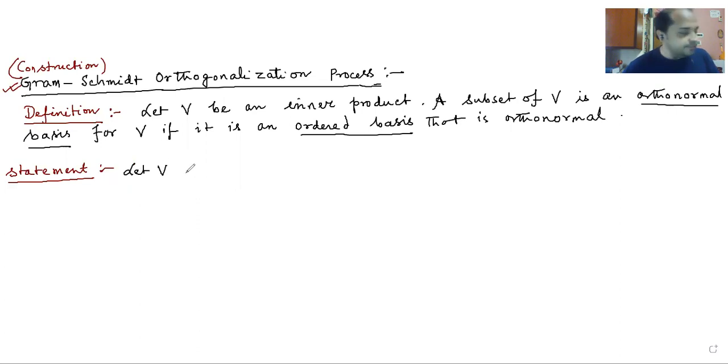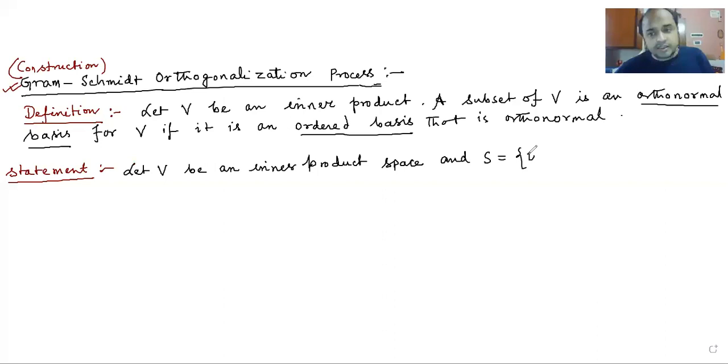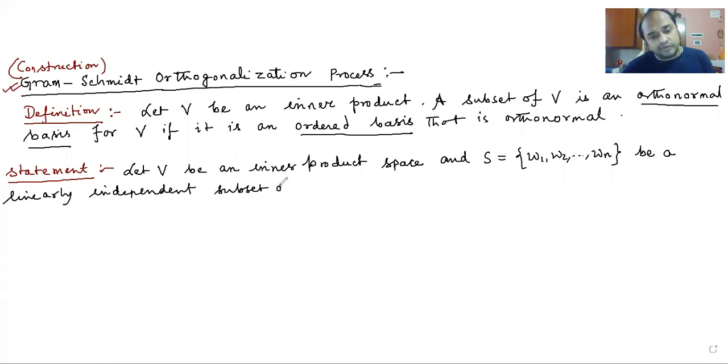Let capital V be an inner product space, and capital S, consisting of a set of vectors W1, W2, up to Wn, be a linearly independent subset of V.